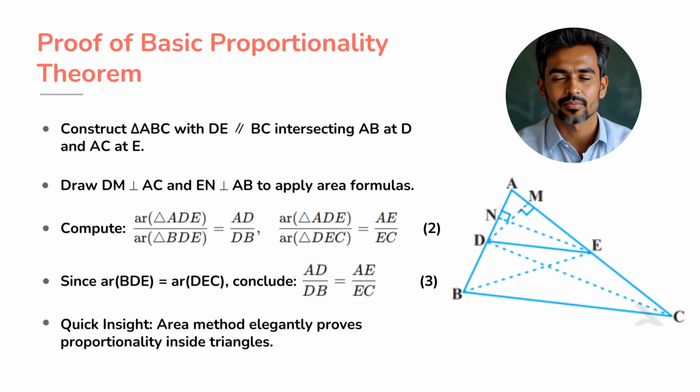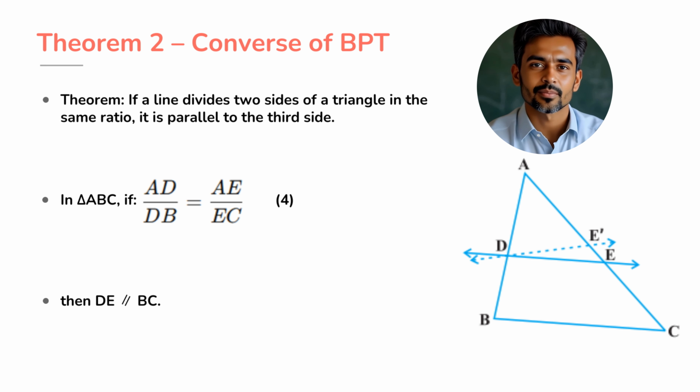Stay tuned. Hello, students. Let me begin with a little puzzle. Suppose you have a triangle and you draw a line that cuts across two sides. Now, if that line divides those two sides in exactly the same ratio, what can you say about the line? Could it be just random? Or does geometry force it to behave in a particular way? That's exactly what we explore in the converse of the basic proportionality theorem.